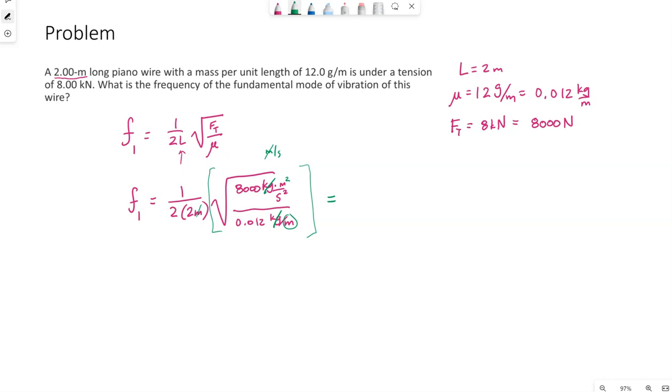So plugging these numbers through, I'm getting 204. And then, as we talked about, the units will be hertz. And we do have 3 sig figs. All of these numbers given to us are in 3 significant figures. So this particular piano wire would have a frequency of 204 hertz.